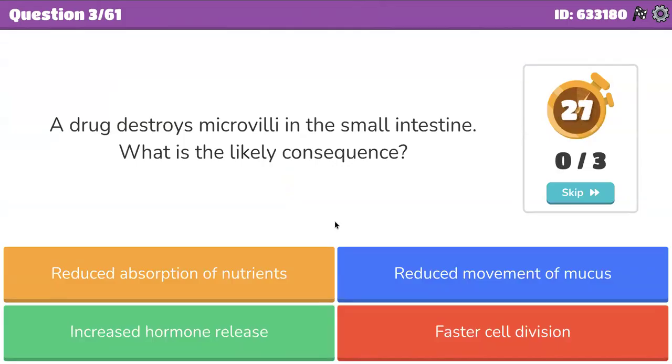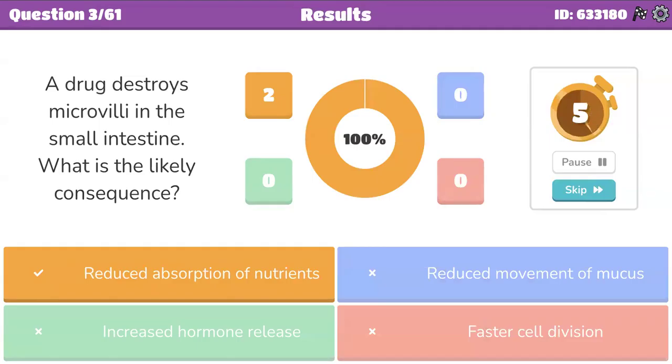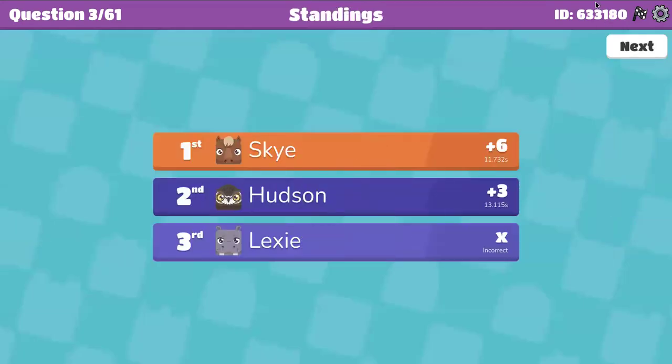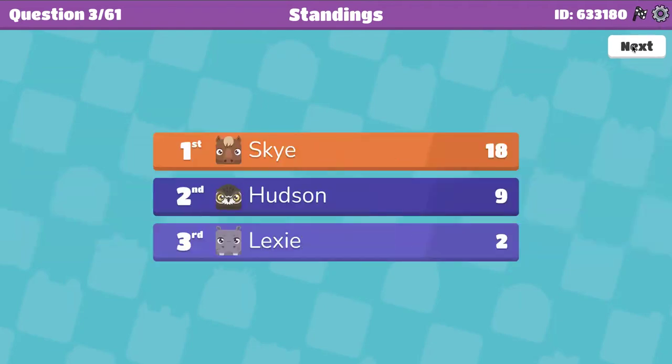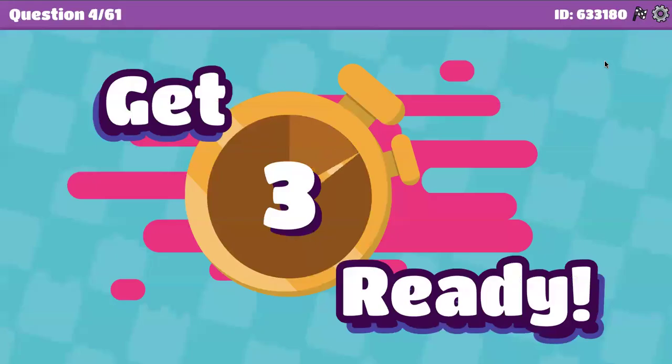A drug destroys microvilli in the small intestines. What is the likely consequence? Microvilli is the super high surface area inside your small intestines, because the more surface area it has, the more absorption you can have. That's why if it's flattened, it lowers its surface area and there's less absorption.